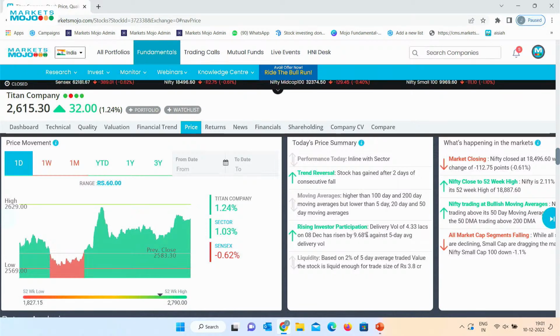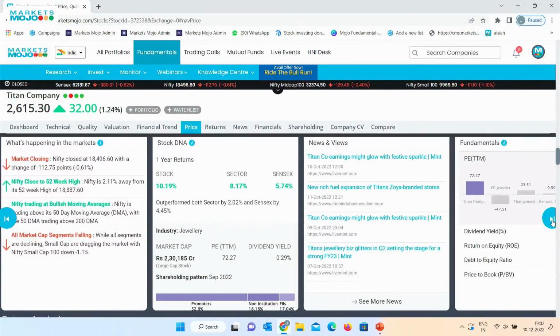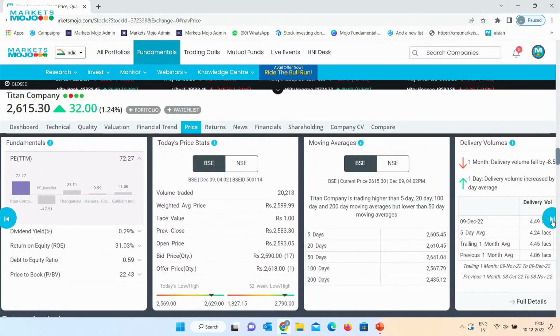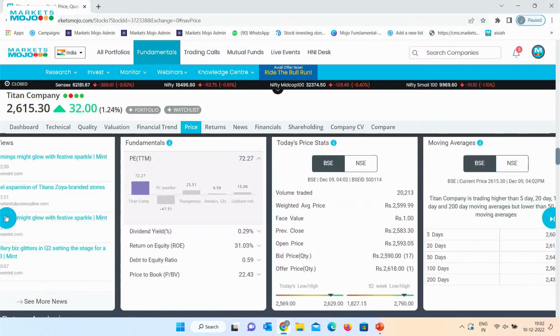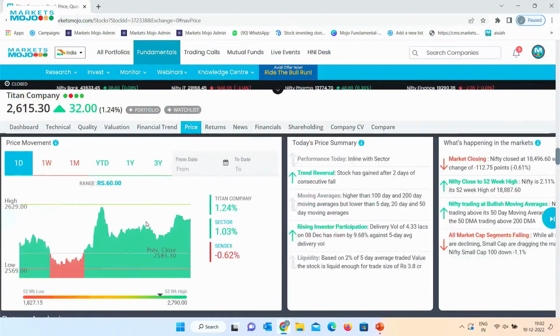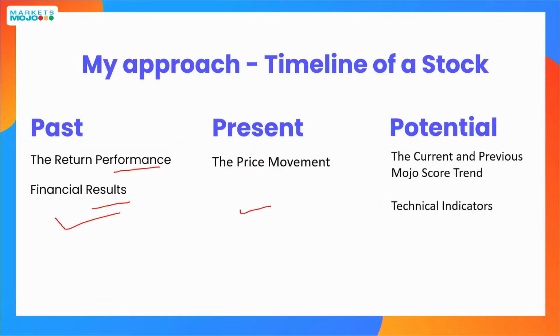If you remember, I spoke about delivery volume. This is slightly increased by 9.68% against the 5-day average. So it's giving me some positive momentum currently of the current performance of the company. You can simply go here and actually see the delivery volumes. 1 month delivery volume is fallen by 8.5%, but 1 day has increased. Okay, so if you look at the present of the company, there has been some momentum in the company. So the second P is fine as well.